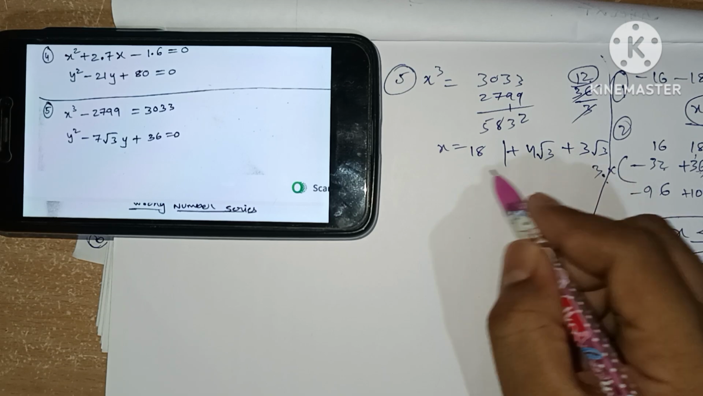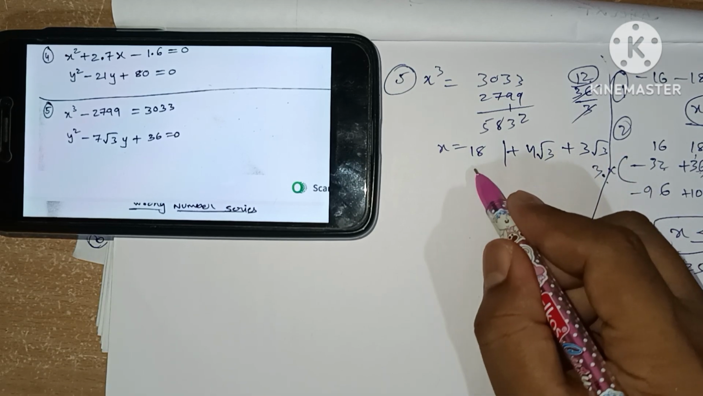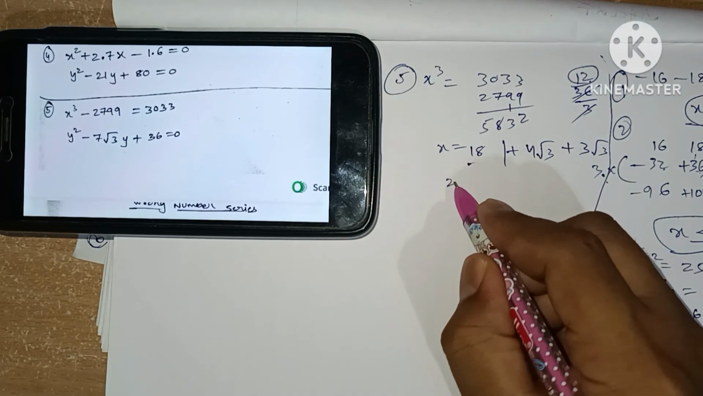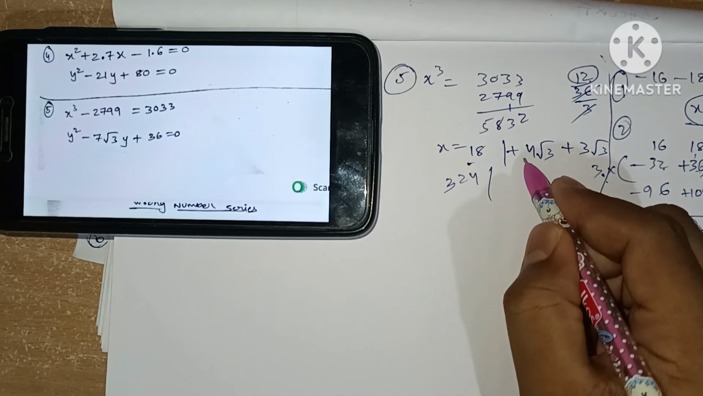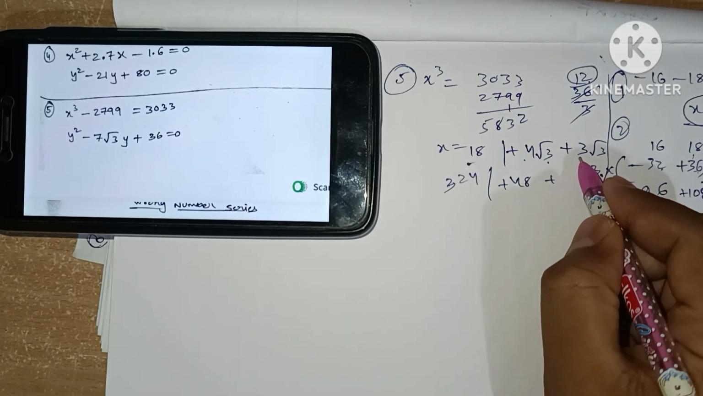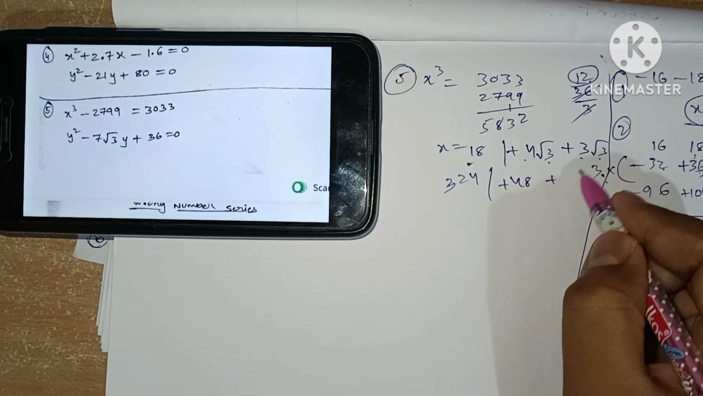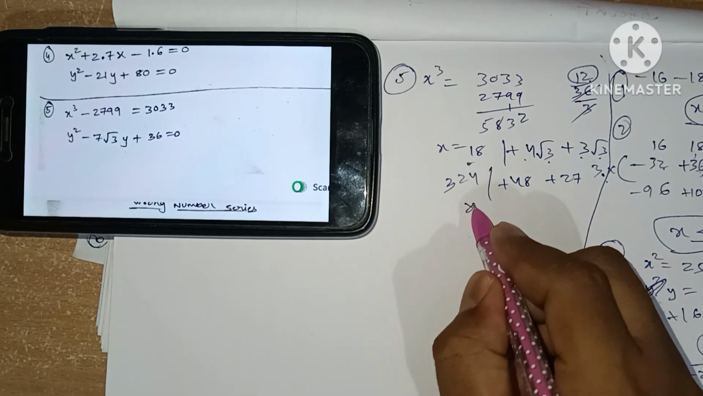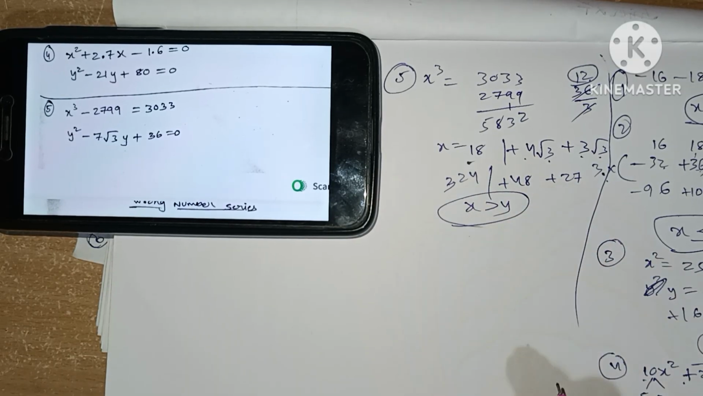So how we compare is, first we need to square the x values and these values. So this will be 324. It will be 16 3 times 48. 3 square 9 3 times 27. Now we need to compare. If we compare these two, it is clear that x is greater than y.